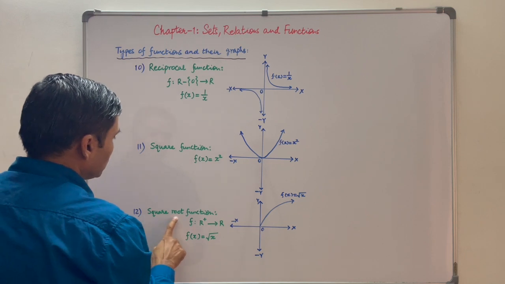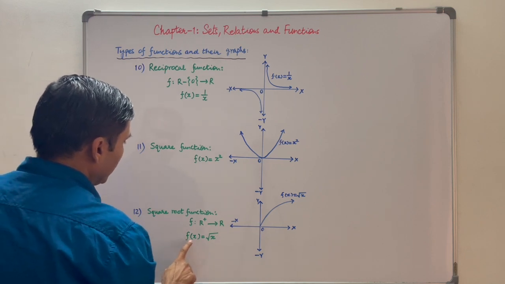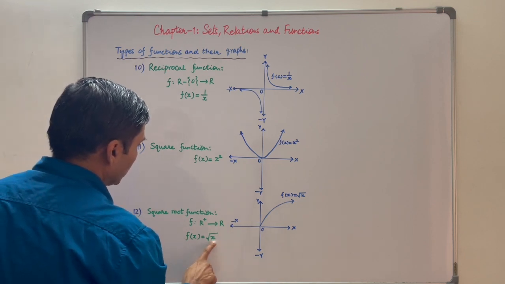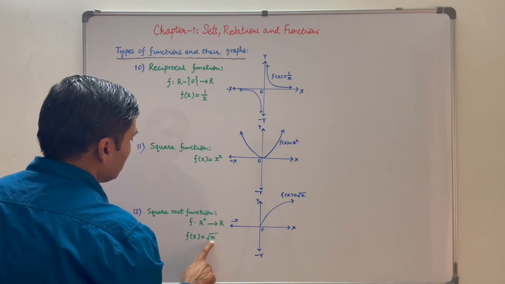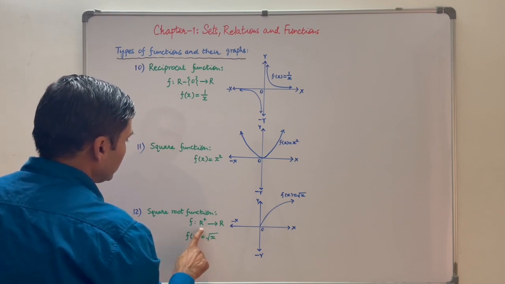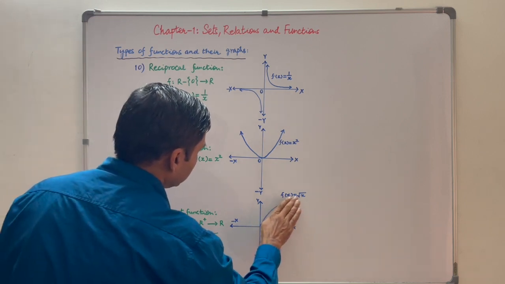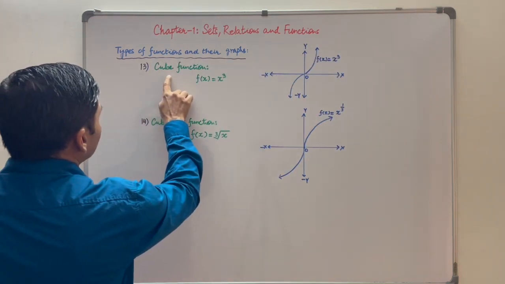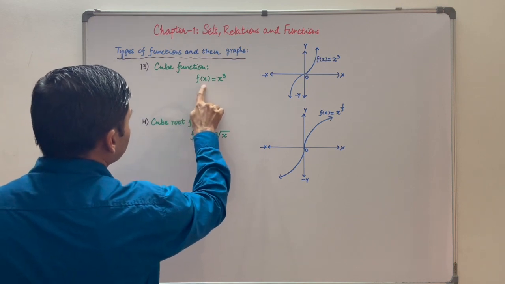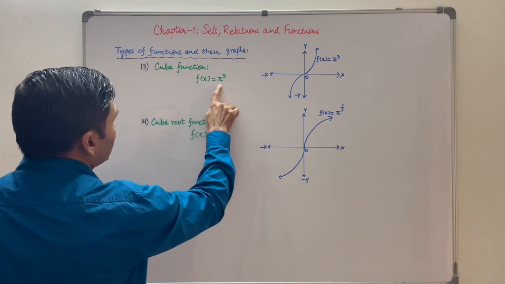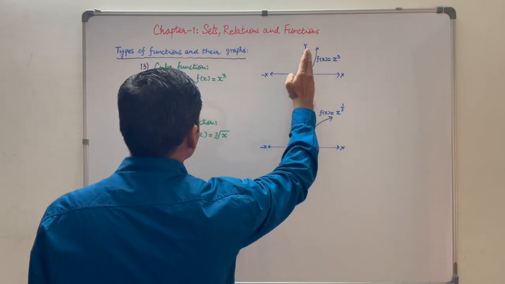12th function is square root function. It is given by f(x) is equal to under root x. x must always be positive. That's why its domain consists of all positive real numbers, and its graph is like this. 13th function, cube function. It is given by f(x) is equal to x cube, and its graph is like this.